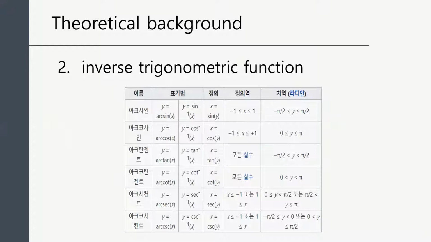Next, the inverse trigonometric function is the inverse function of the trigonometric function. Because the trigonometric function is not a one-to-one function, it is necessary to limit the domain of the definition to define its inverse function. This is the table showing the definitions and notation of the inverse trigonometric functions.